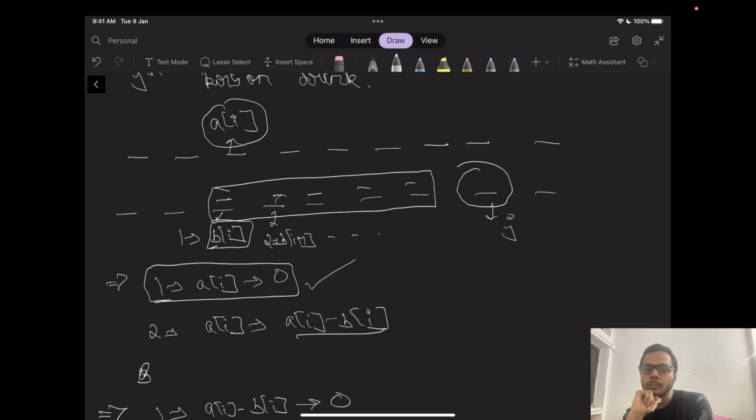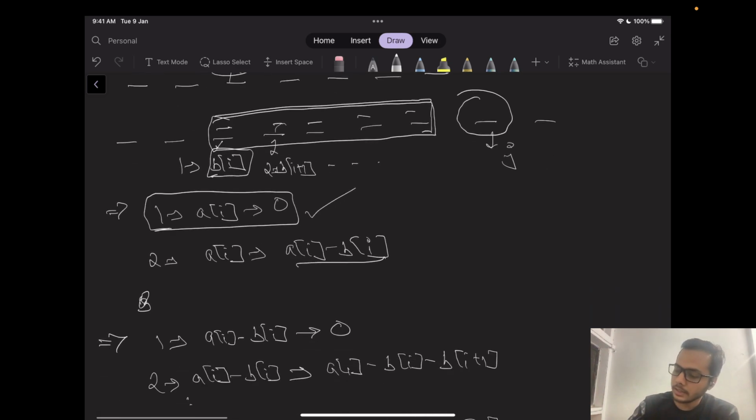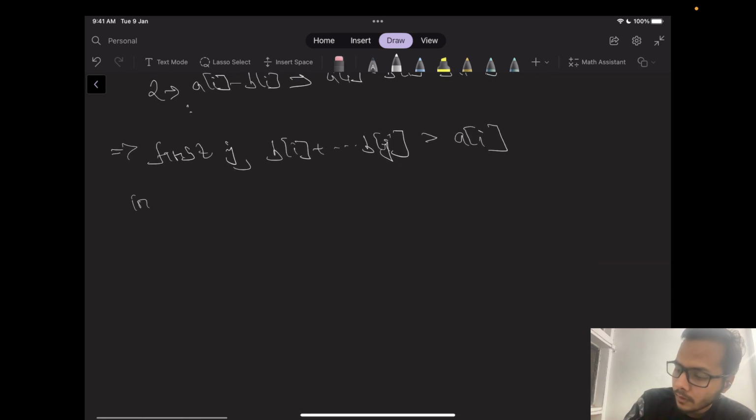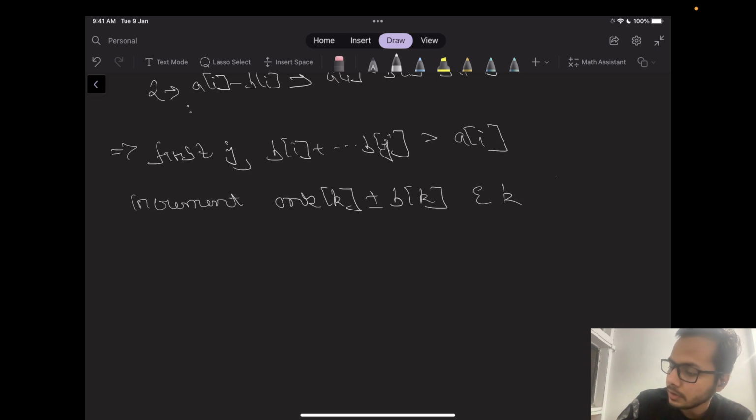But now there is one more problem, to implement this effectively. Even if we find j fast enough using binary search, we need a method to quickly increment all these values. So we need to increment answer of k plus equal to b of k for all k in this range from i to j minus 1. And if we naively do this, then obviously this is going to TLE.